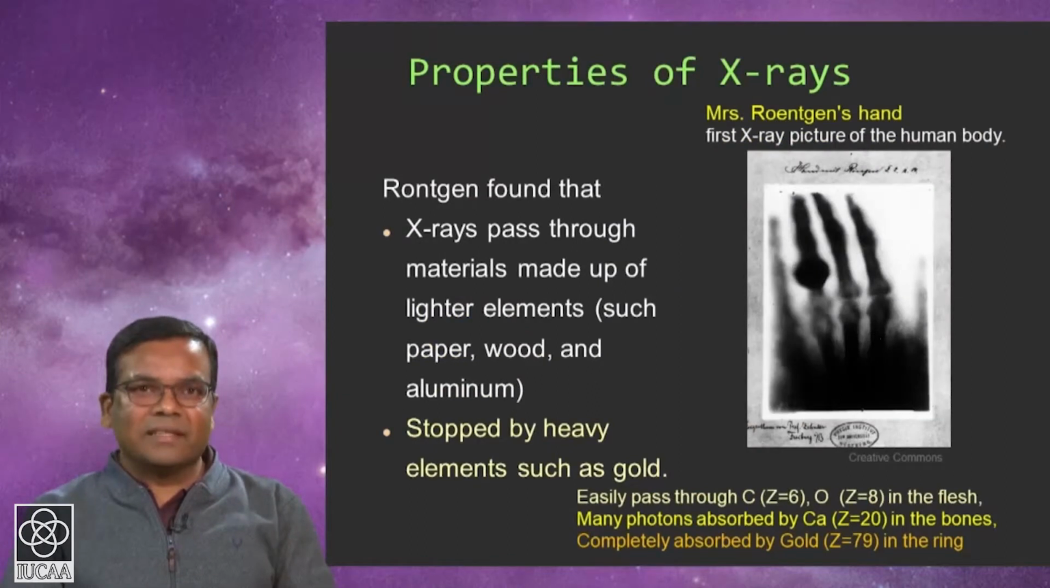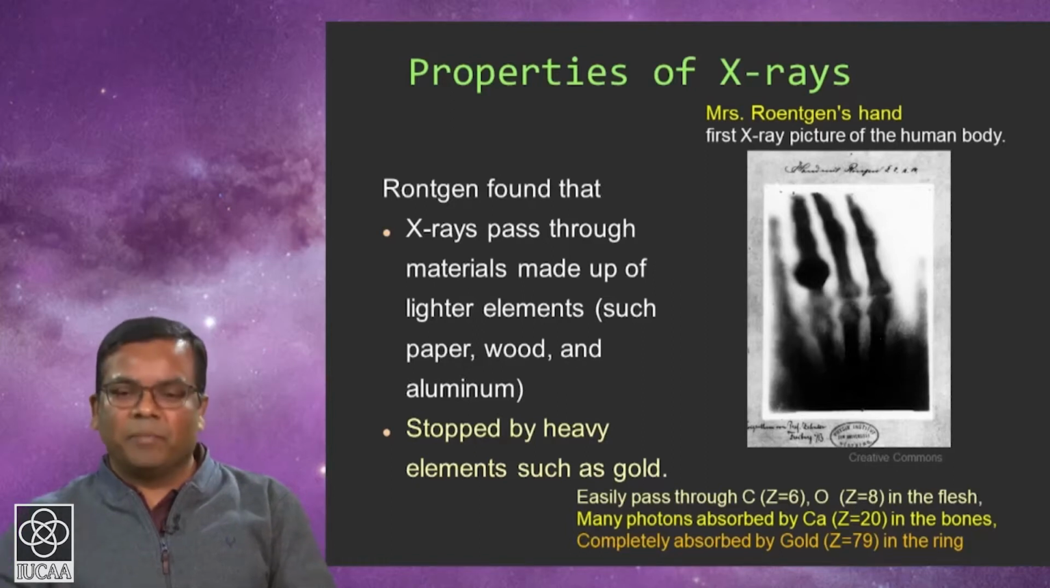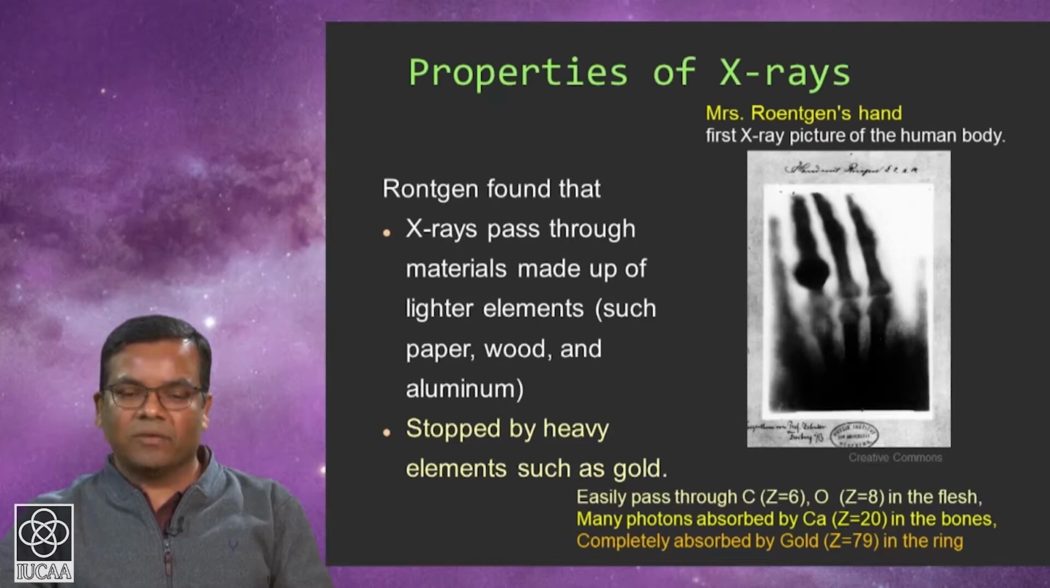After discovering X-rays, Rontgen found the characteristics of X-rays very quickly, and he showed that X-rays pass through material made up of lighter elements such as paper, wood and aluminum, but X-rays are stopped by heavy elements such as gold. This picture is the first X-ray picture of Rontgen's wife, Mrs. Rontgen's hand. In this picture, you clearly see the bones and the ring, the gold ring.